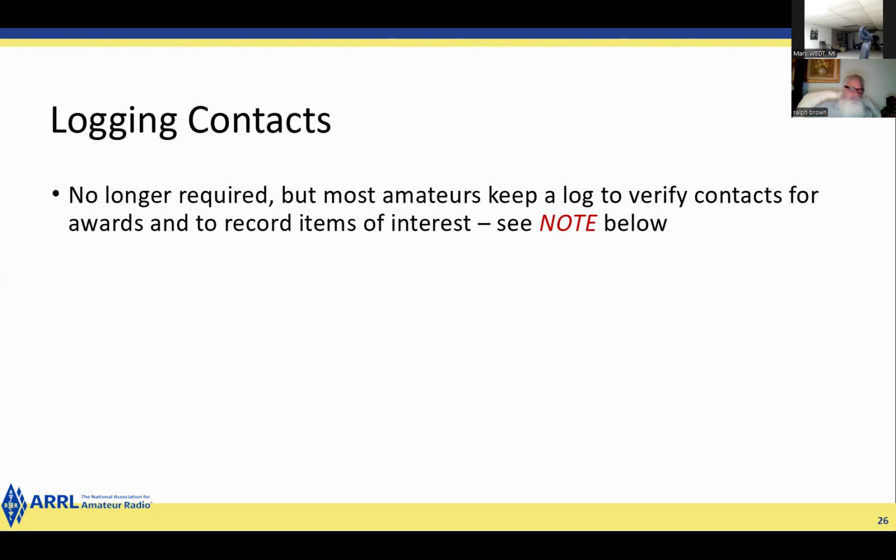Ralph, where are you at location wise? I'm just outside of Detroit. Oh, okay. I'm north of Detroit, Clinton Township. I'm in Livonia. Okay, another Michigander. That's good.